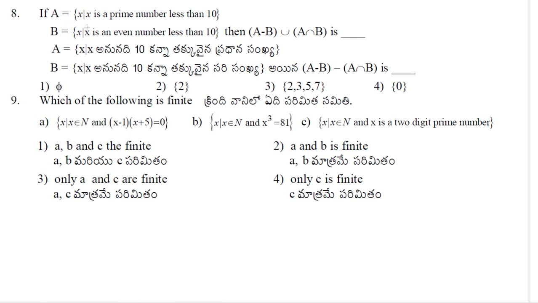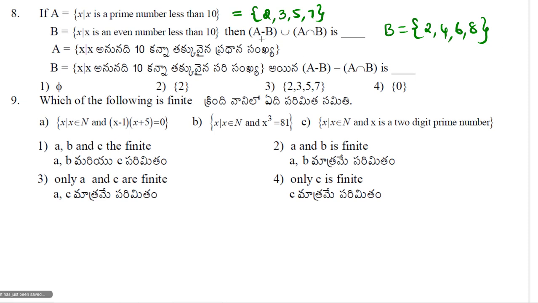If A equals {x such that x is a prime number less than 10}. Prime numbers less than 10 will be 2, 3, 5, 7. So set A equals {2, 3, 5, 7}. Now set B is {x such that x is an even number less than 10}. So B equals the even numbers less than 10. That will be 2, 4, 6, 8. So set B equals {2, 4, 6, 8}.